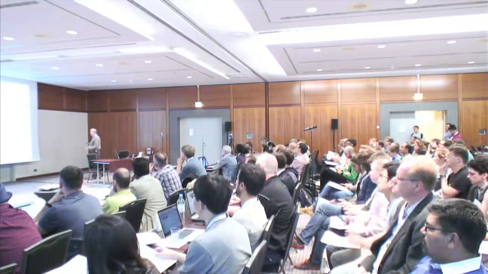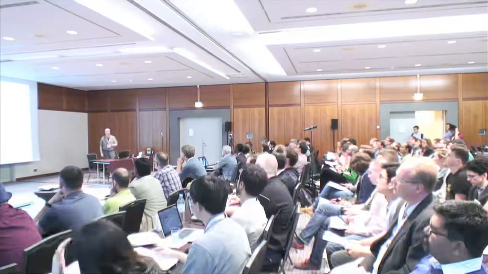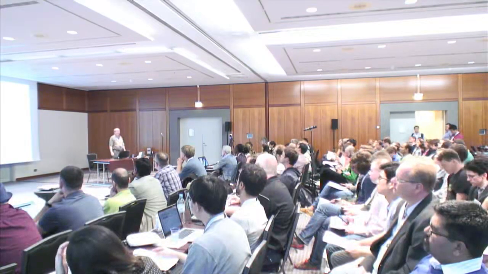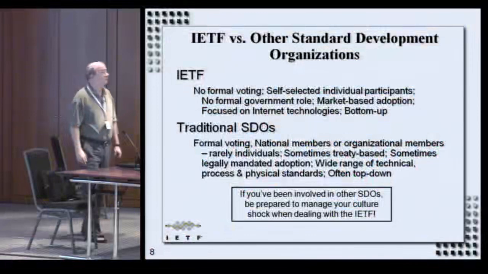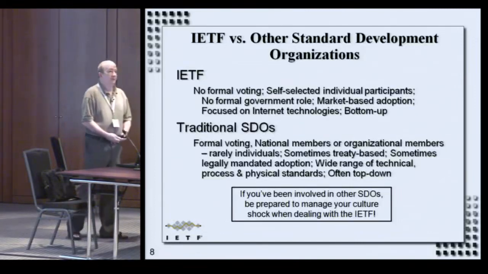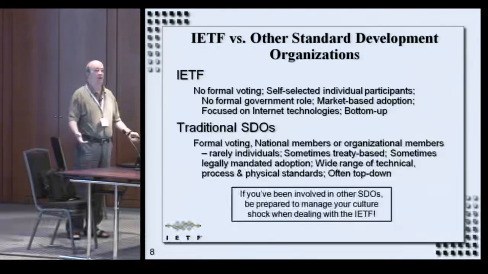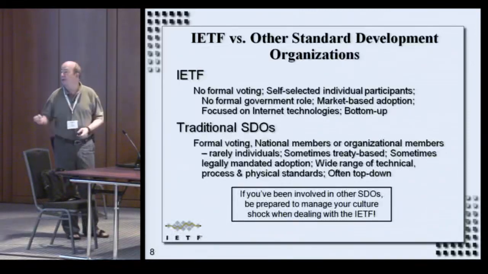Traditional SDOs have formal voting. You're going to be a national member or an organizational member almost exclusively. A good example is ISO, the International Standards Organization. You vote by country. We don't vote. Rarely individuals, treaty-based. Sometimes the standards that you put together in a regular standards development organization are mandated for adoption. You have to use them if you're going to be working with, say, the government or with an international company or something along those lines.